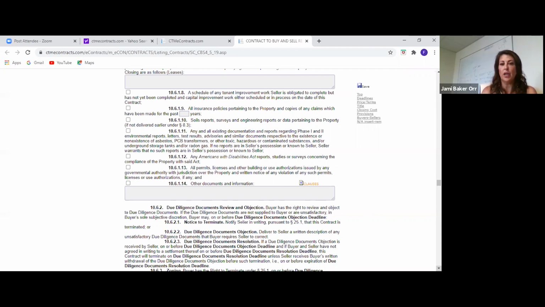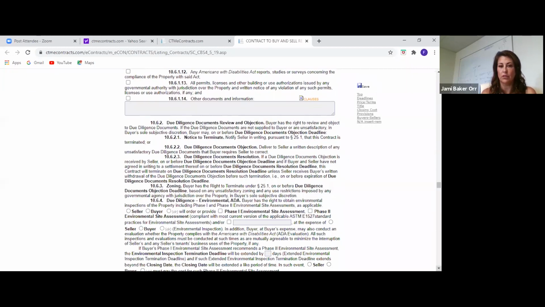And then if you click other documents and information and you say soils test, you've committed your seller to do a soils test. So make sure that when you're reading the contract, you know what it's saying. Don't just fill in the blanks.